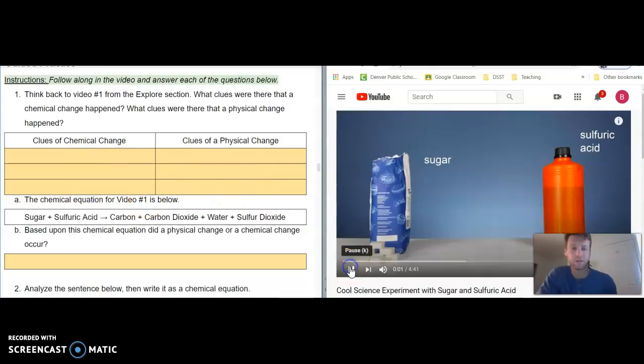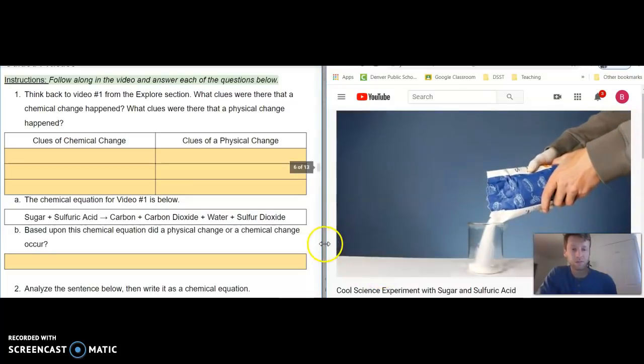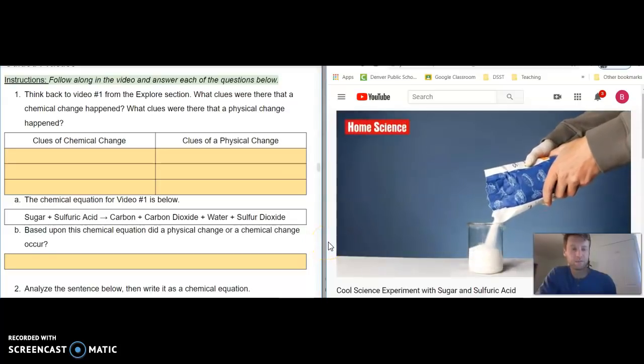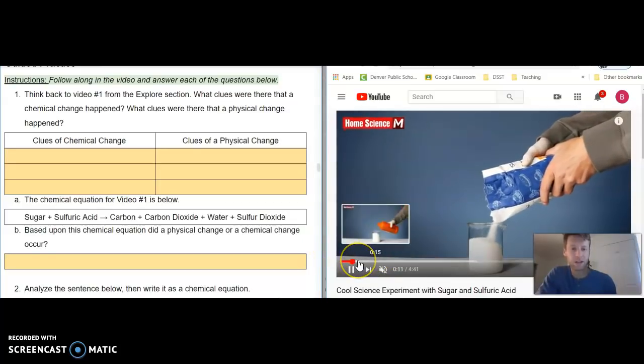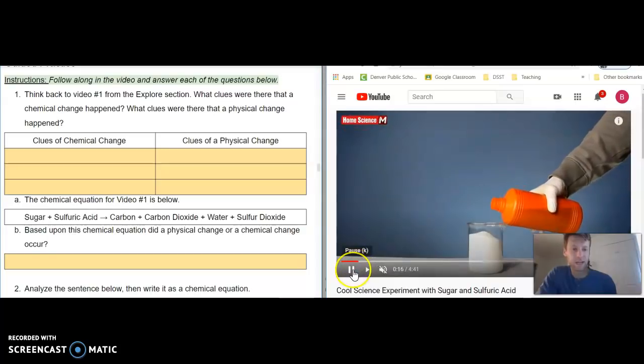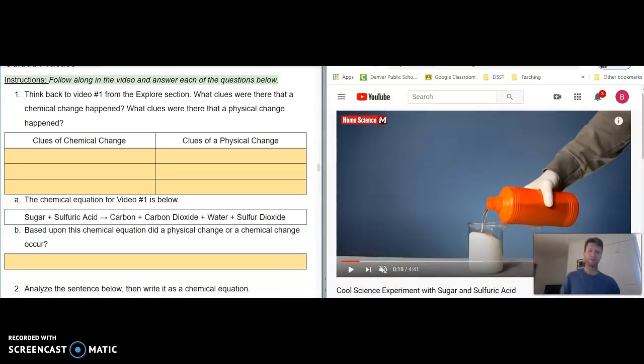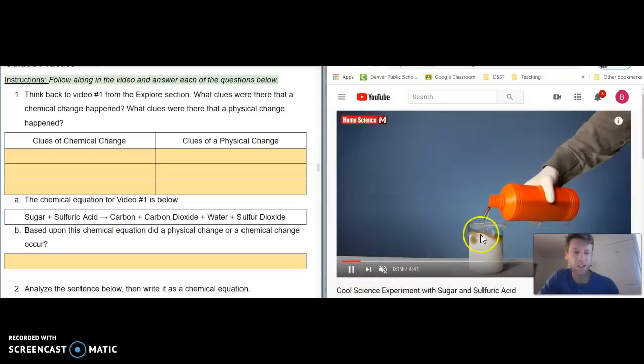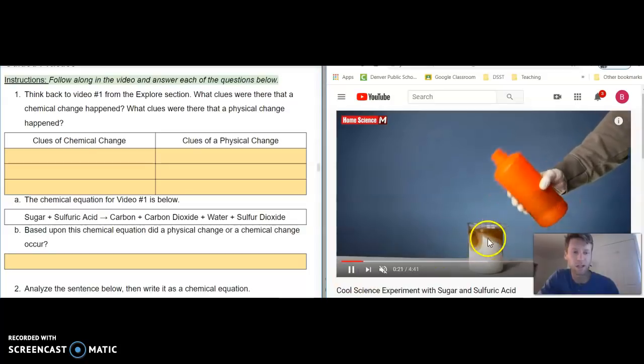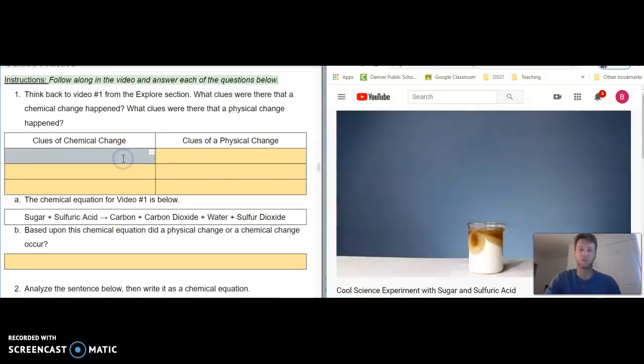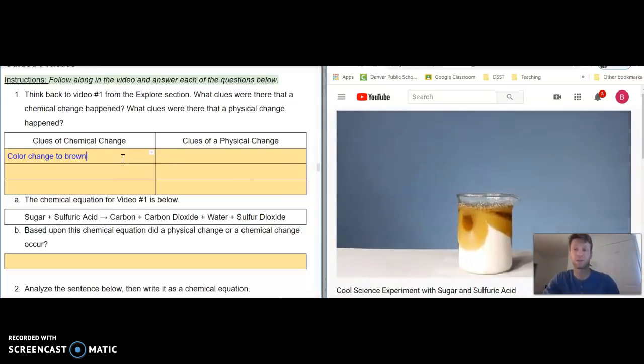We're going to rewatch the beginning part of the video and see what we think happens. So first, they're pouring sugar in. Sugar is a white solid. Then they're going to go ahead and pour in the sulfuric acid. I'm going to pause right there so you can see the acid looks like it's actually a clear liquid as it gets poured in. Now that's a little bit tricky because as we see right away, all of a sudden it starts to change to this brown color. Okay, so that is a clue that a chemical change is happening. So we have a color change to brown.